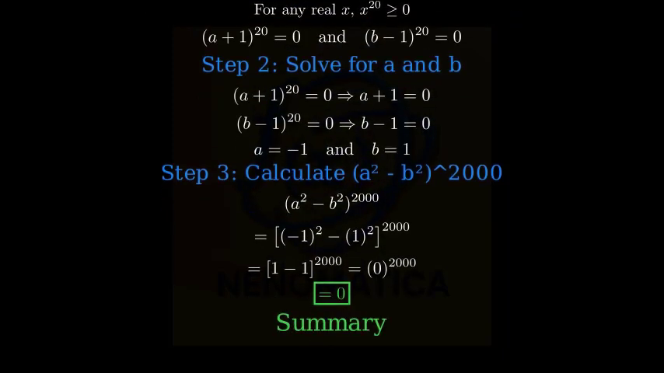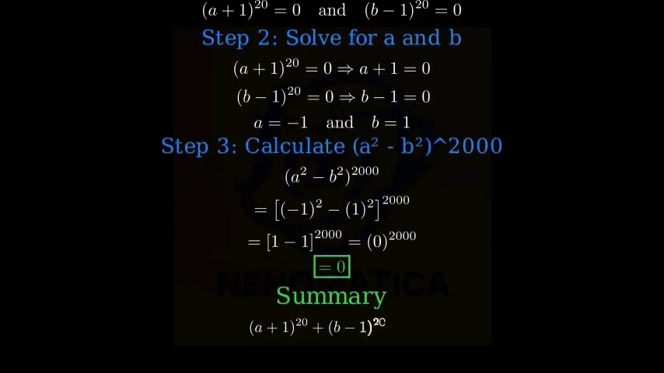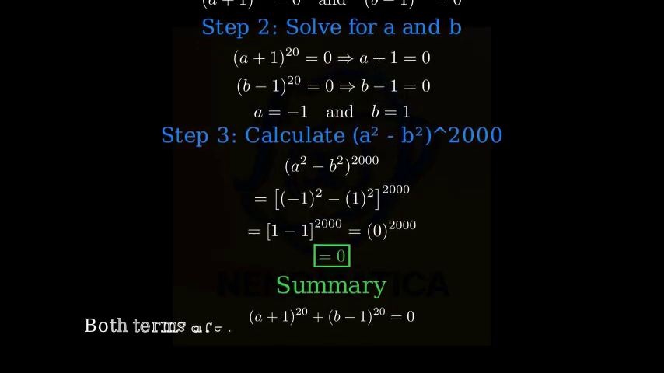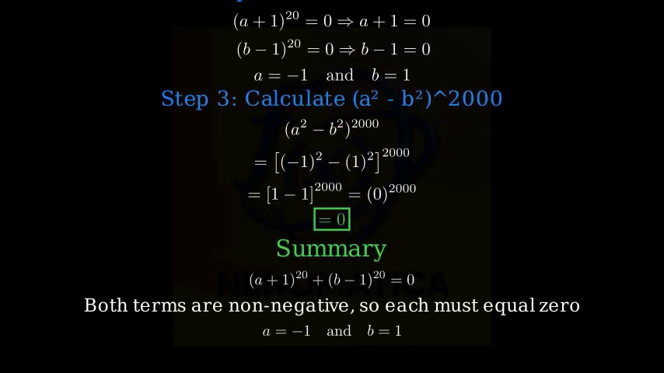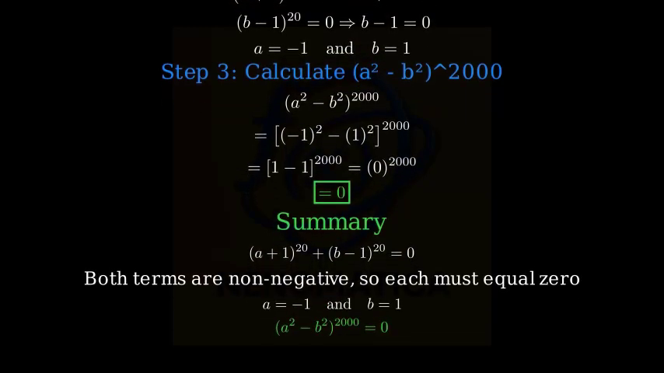Let's summarize our solution. We started with the equation (a plus 1) to the power of 20 plus (b minus 1) to the power of 20 equals 0. Since these are both non-negative terms summing to 0, they must each be 0 individually. This gave us a equals -1 and b equals 1. When we substituted these values into (a squared minus b squared) raised to the power of 2000, we got a final answer of 0. This problem demonstrates a key principle in algebra.